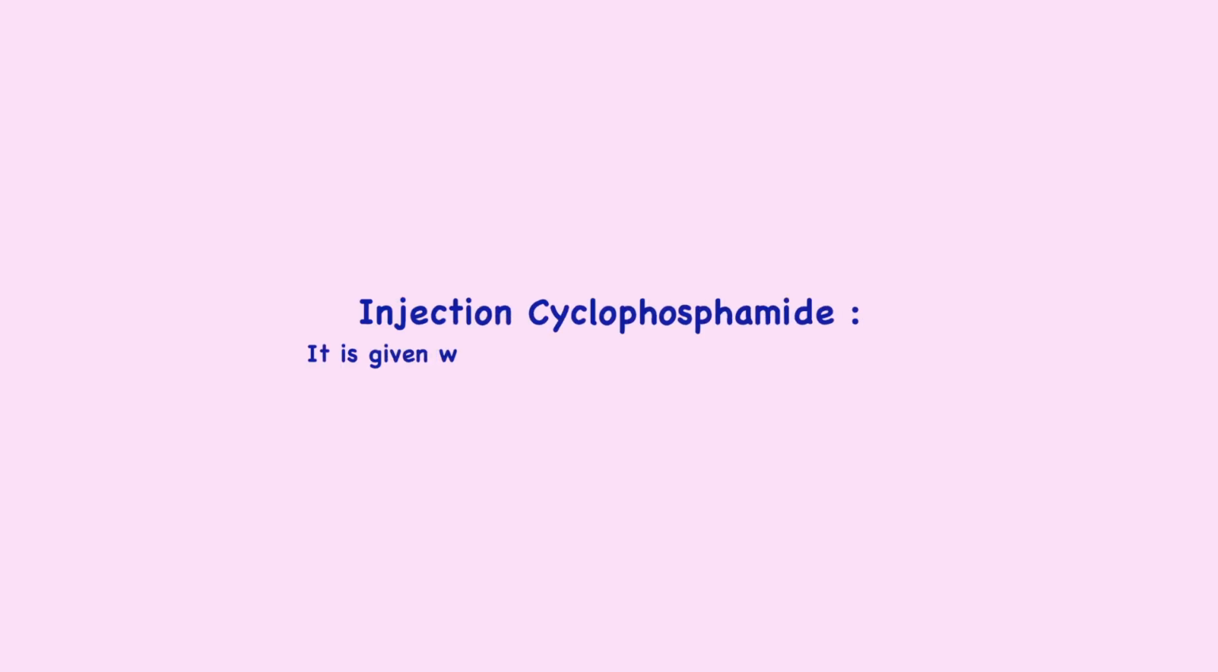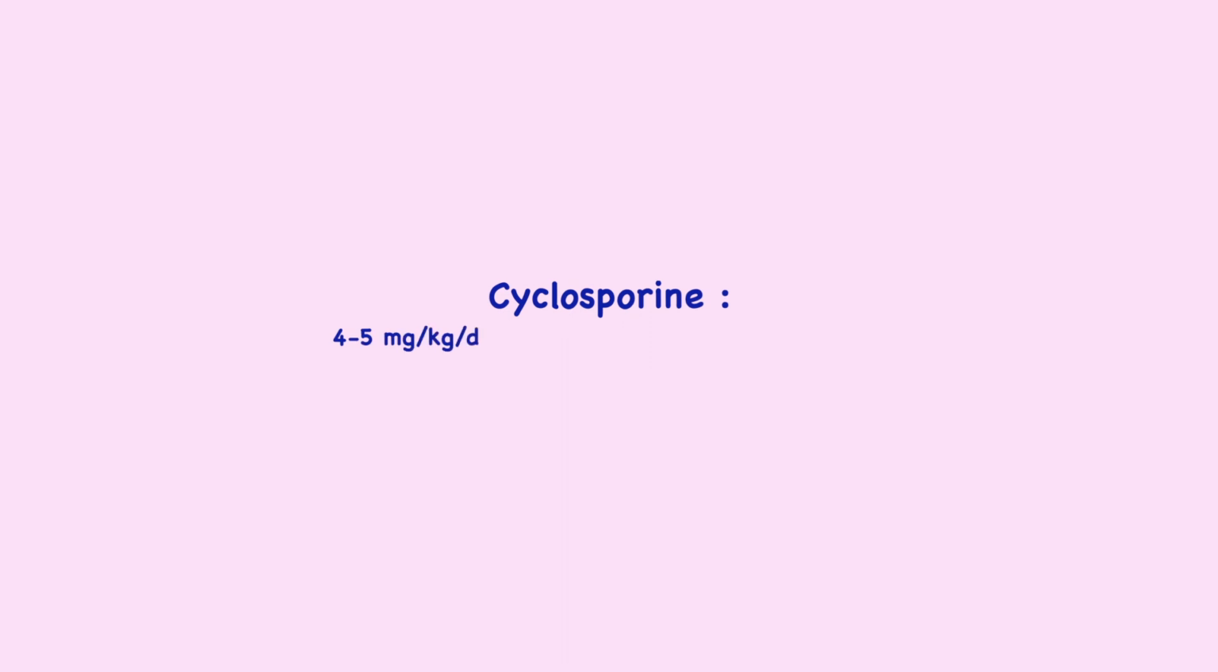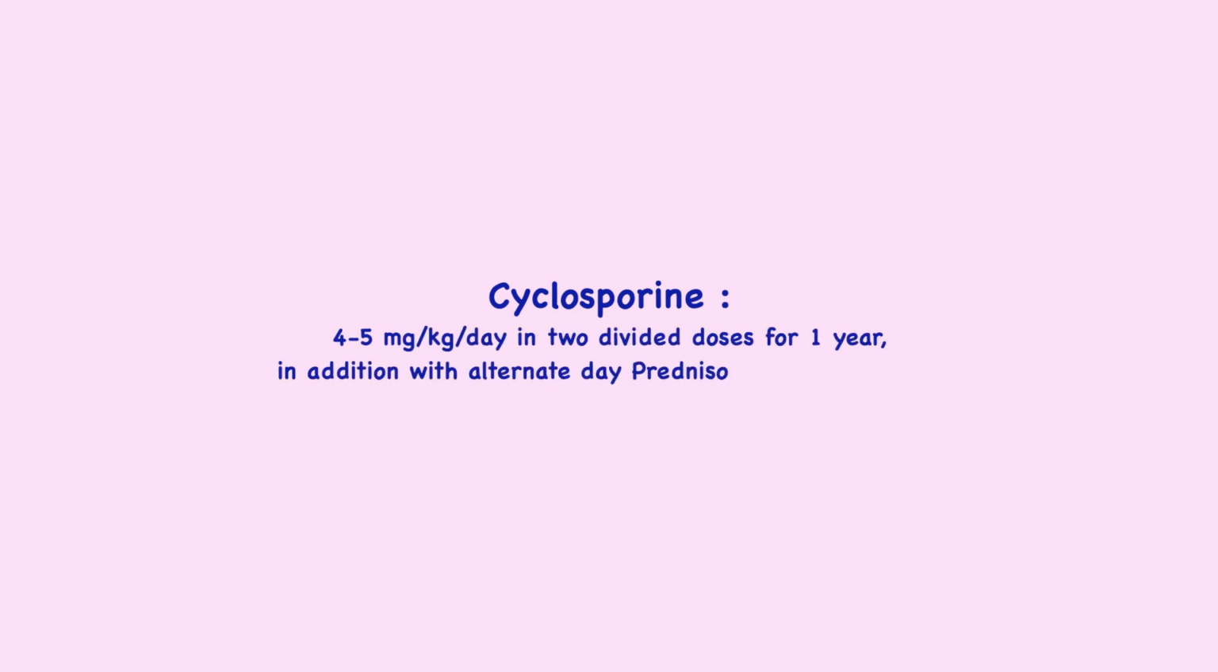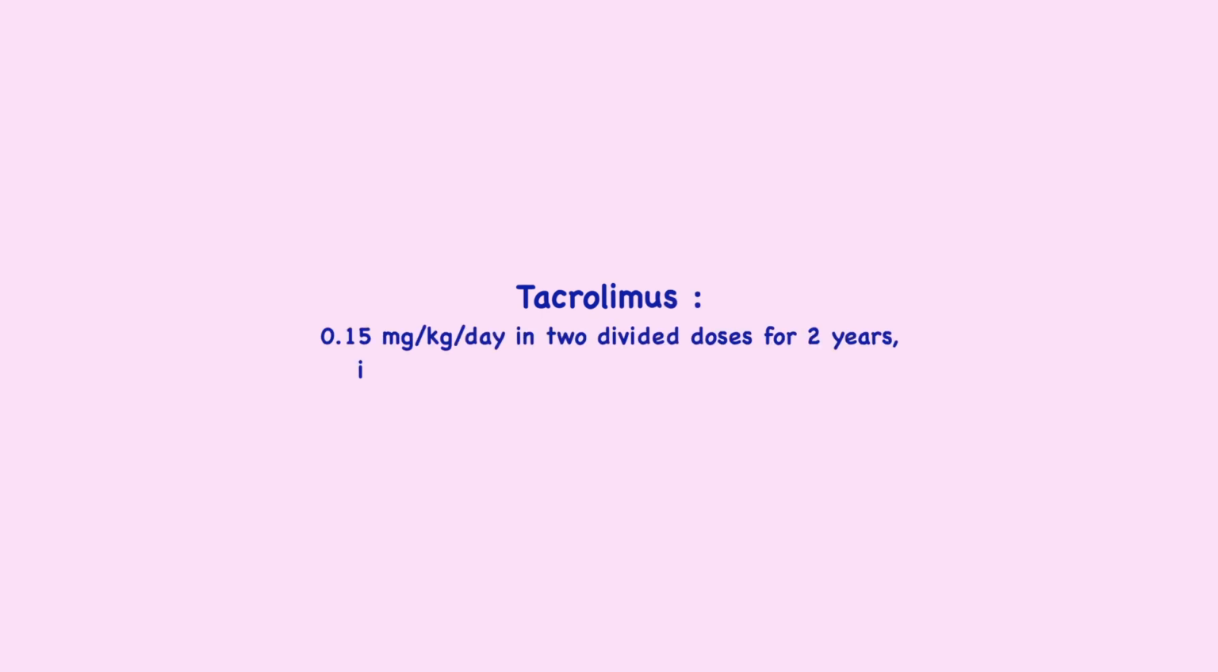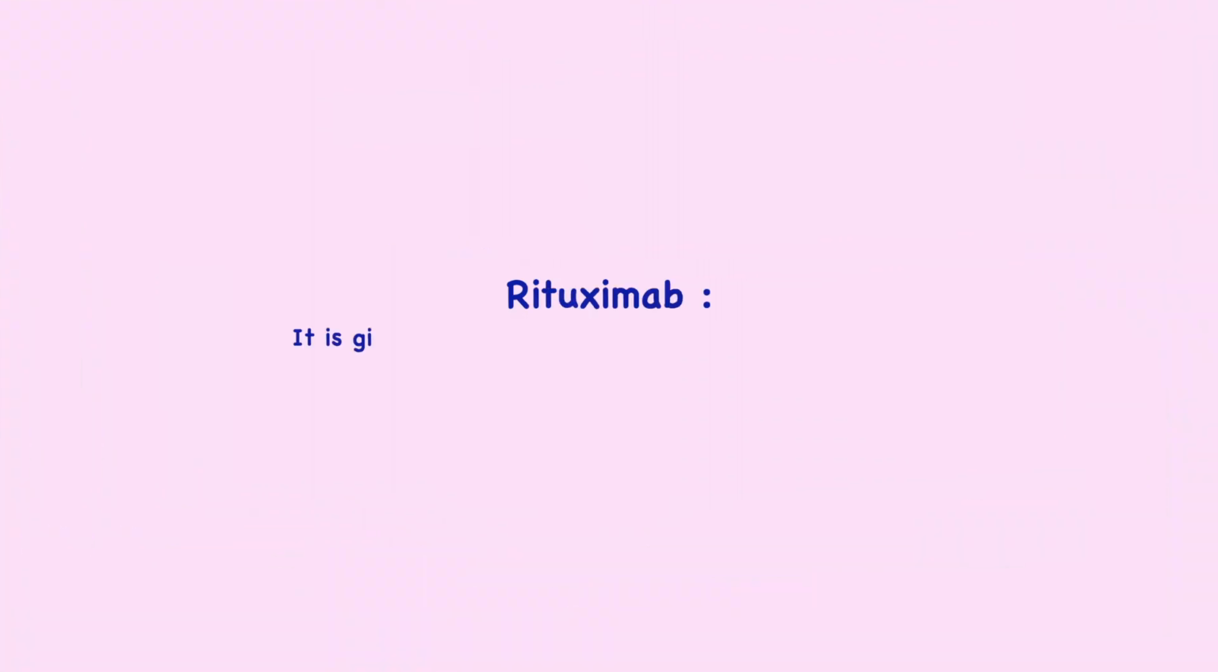Injection cyclophosphamide. It is given with dose of 500 mg per square meter IV for 6 months. Cyclosporin, 4 to 5 mg per kilogram per day in 2 divided doses for 1 year, in addition with alternate-day prednisolone for 12 weeks. Tacrolimus, 0.15 mg per kilogram per day in 2 divided doses for 2 years, in addition with alternate-day prednisolone. Rituximab. It is given with dose of 375 mg per square meter per week for 4 weeks.